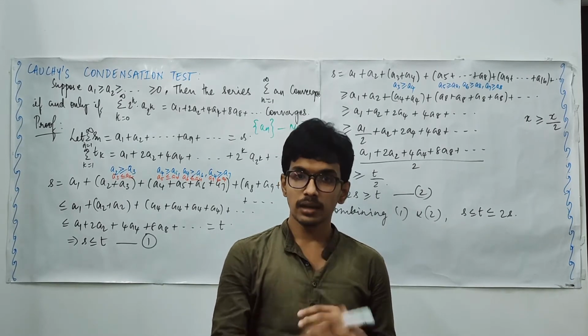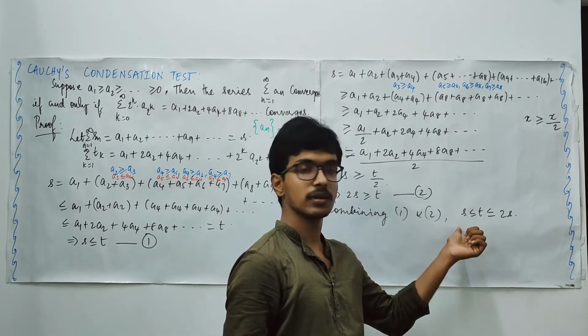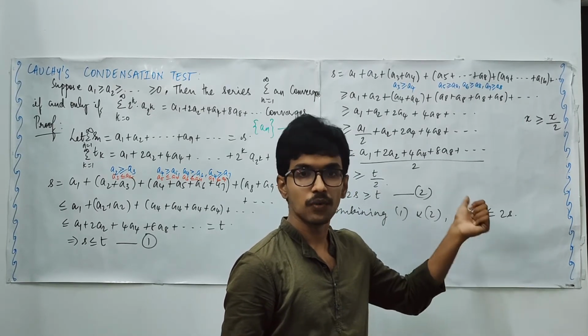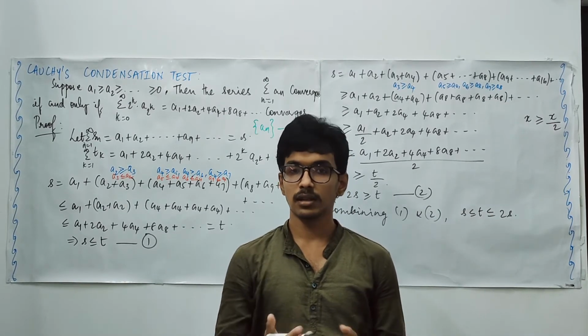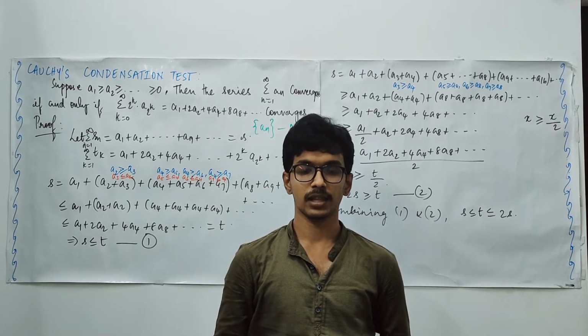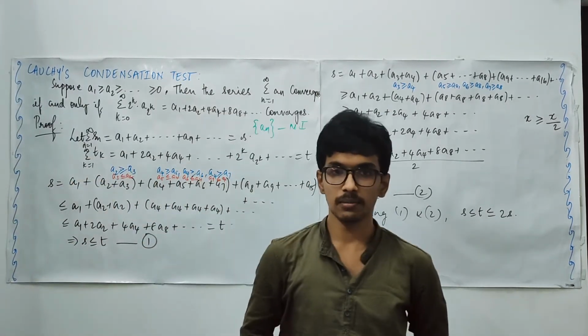Here that also leads to the convergence, right? Whenever your s is convergent, t has to be convergent. Whenever your t is convergent, s has to be convergent, and this completes the proof of this theorem, right? Next we will see one more theorem.